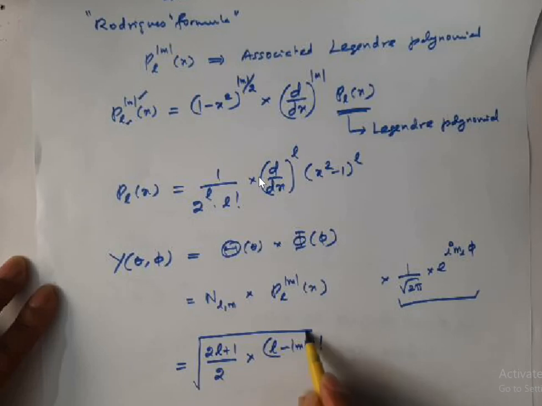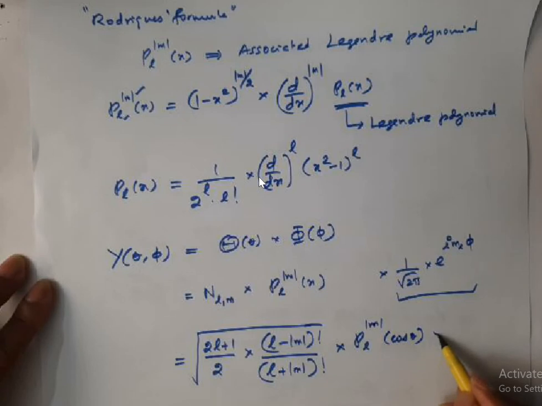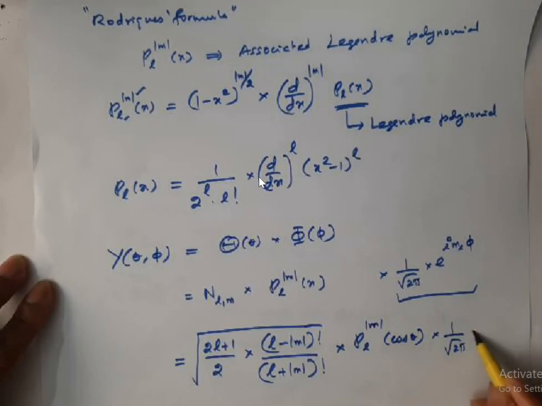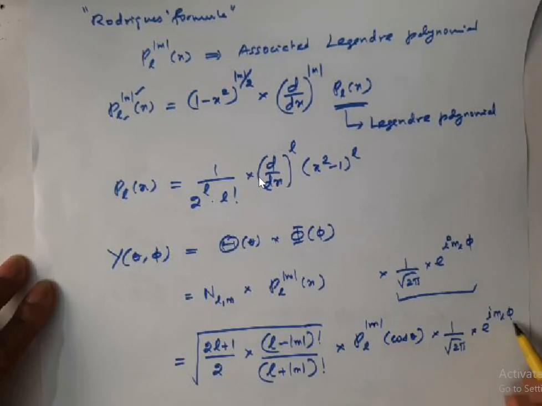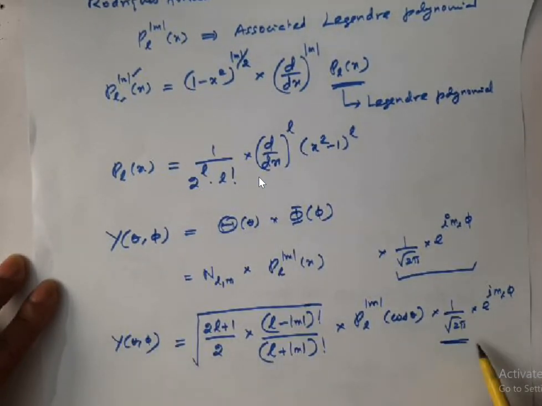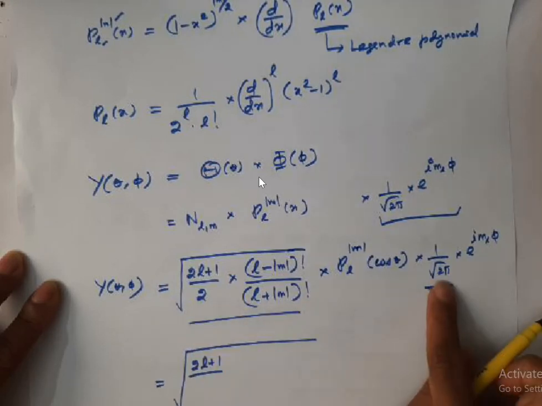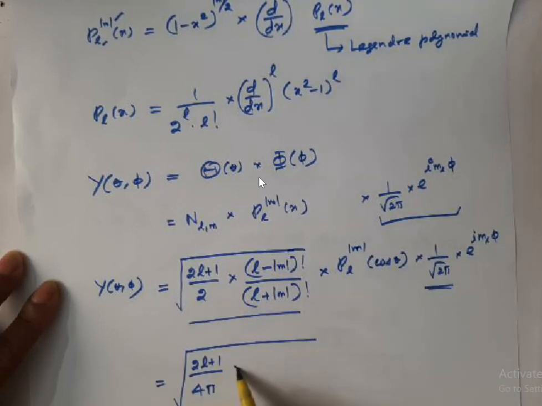I'm not going to do that. I'm going to give you the final answer. The final answer is this. It is the square root of (2L plus 1) by 2 into (L minus modulus of m) factorial divided by (L plus modulus of m) factorial, into this PL of m. Remember, x is nothing but cos theta. PL of m of cos theta into 1 by root 2 pi into e power i ml into phi. This is the spherical harmonic function.